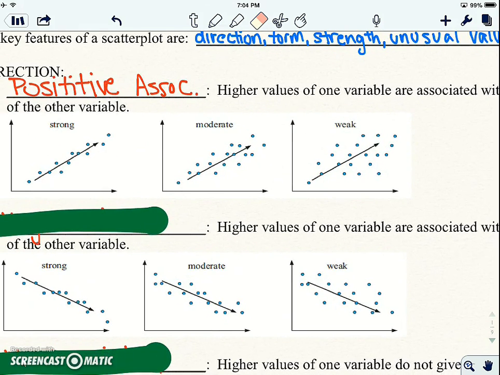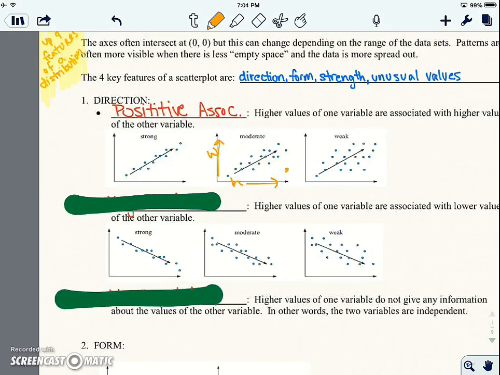For example, maybe it's weight, okay, and height. If this is height, the taller you are, the more you tend to weigh. Now that's not always the case. You could be really, really tall, but super skinny and you'd be down here, okay? But in general, there tends to be a pattern there.